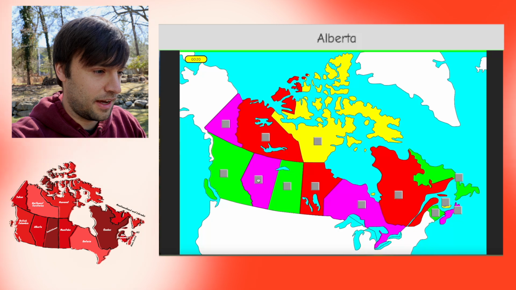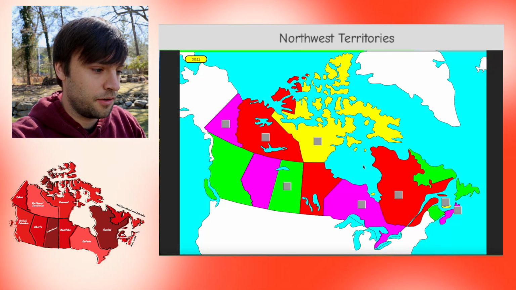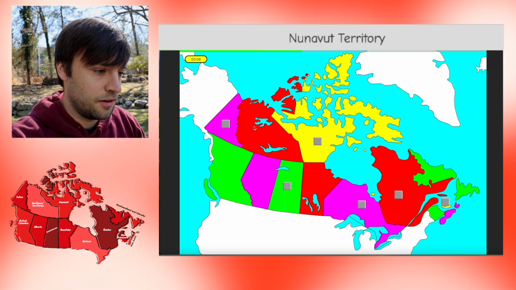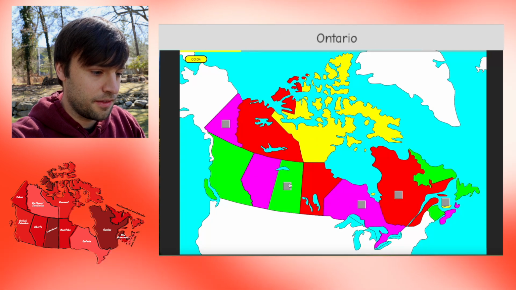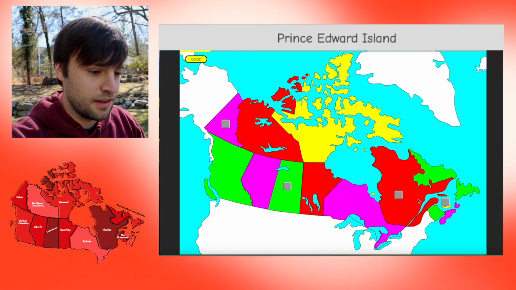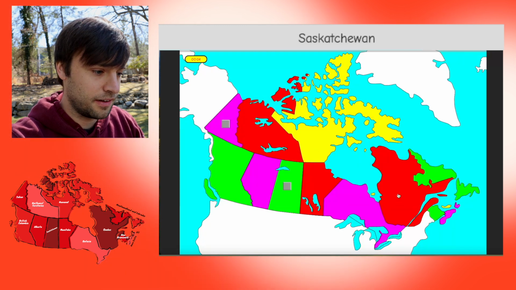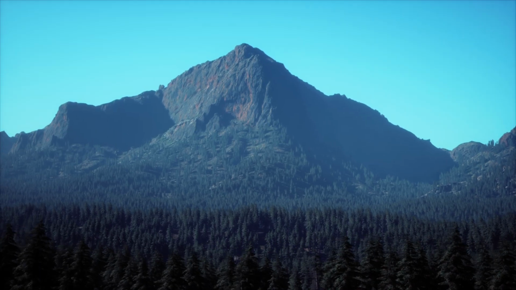So we have Alberta, we have British Columbia, we have Manitoba, we have New Brunswick, we have Newfoundland, we have the Northwest Territories, we have Nova Scotia, Nunavut Territory, that's Yukon Territory. There's the Nunavut. This is Ontario. This is Prince Edward Island. That's Saskatchewan. Where's Quebec? This is Quebec. This is Saskatchewan and the Yukon Territory.